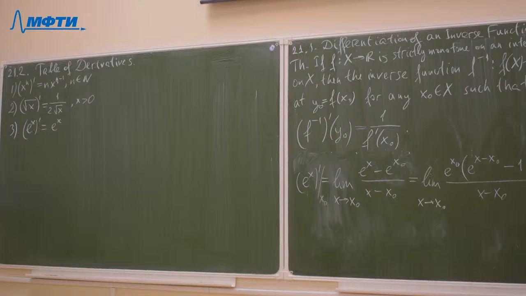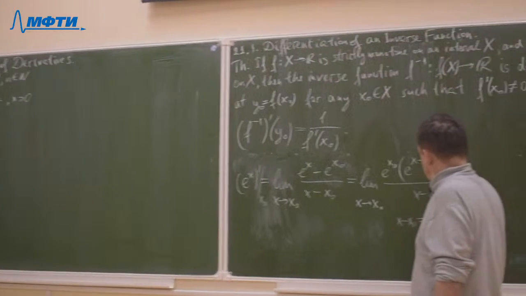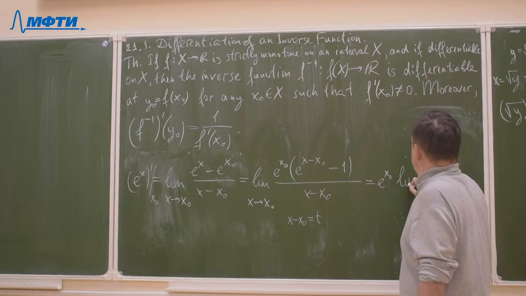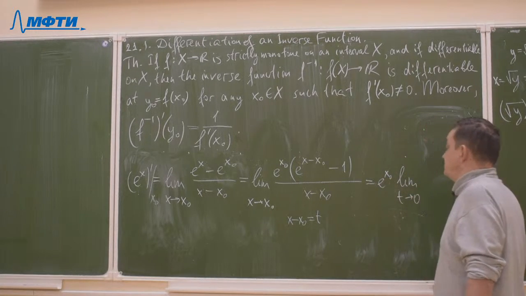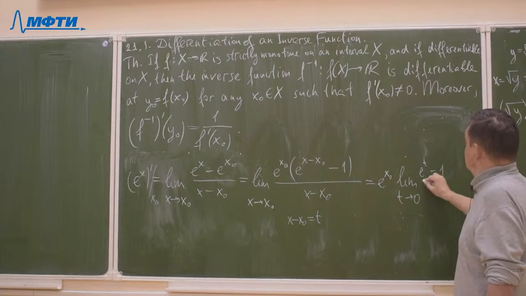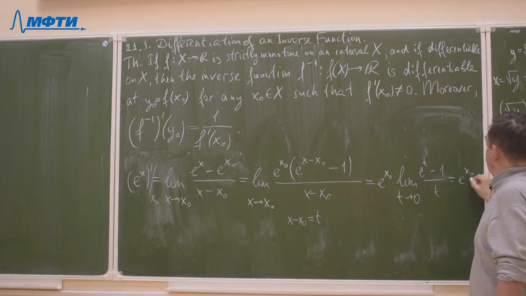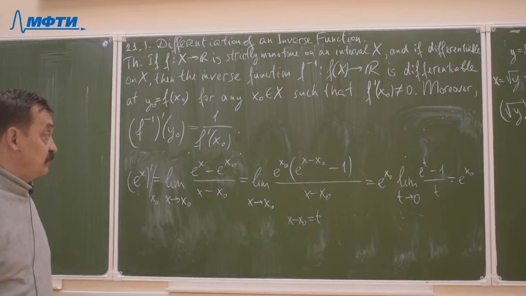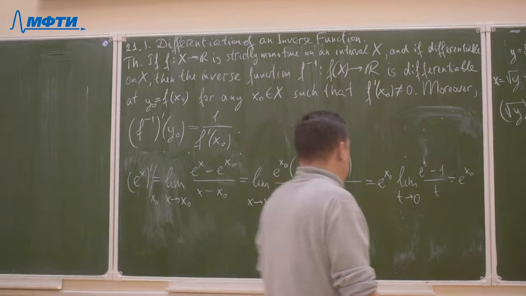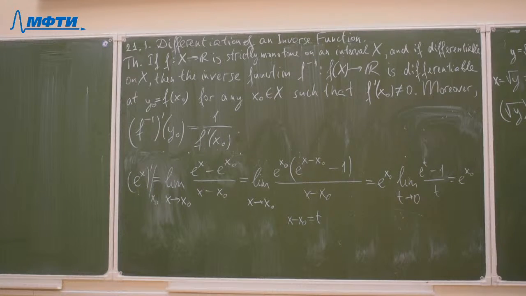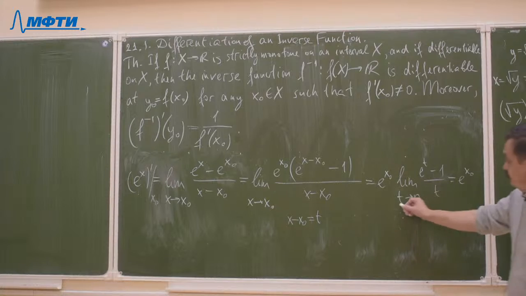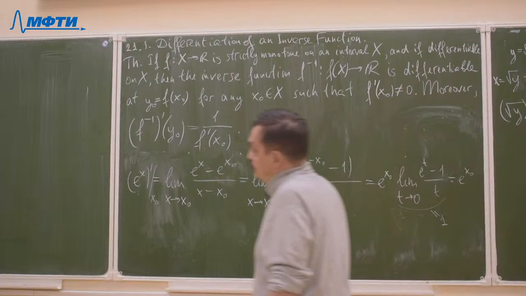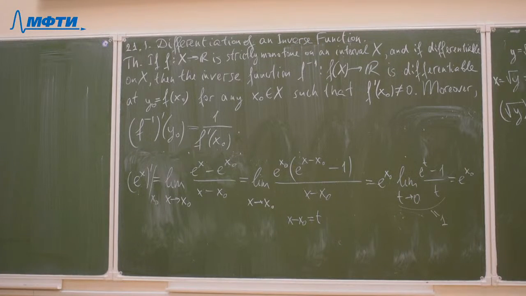And if we denote x minus x naught as t, then we can write the limit as t tends to 0 of (e to the power t minus 1) over t, times e to the power x naught. By a version of the second remarkable limit, this limit is 1. That is how we check equality 3.